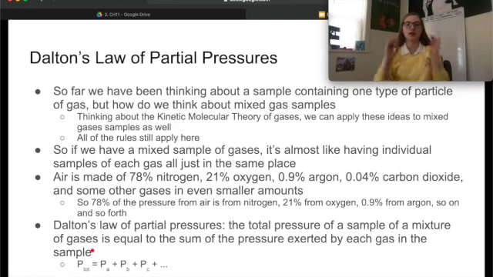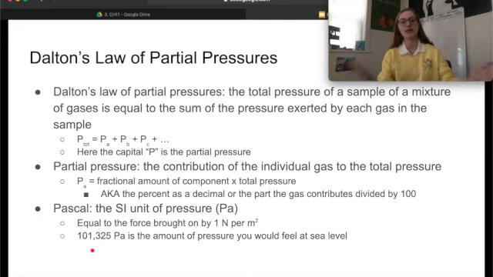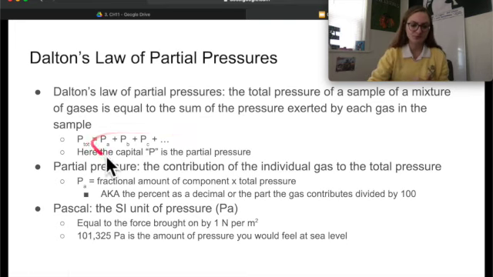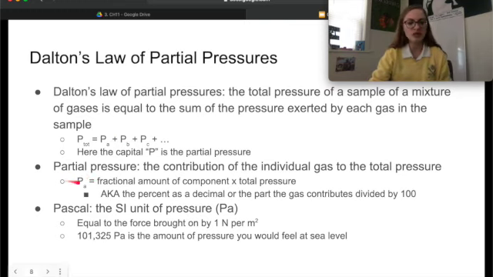So what does this look like when we start to actually think about questions? Again, Dalton's law of partial pressures is that the total pressure of a sample of a mixture of gases is equal to the sum of the pressure exerted by each gas. As I just said, the capital P here is for partial pressure, even though we use capital P to mean regular pressure most of the time too. So partial pressure is the contribution of the individual gas to the total pressure.